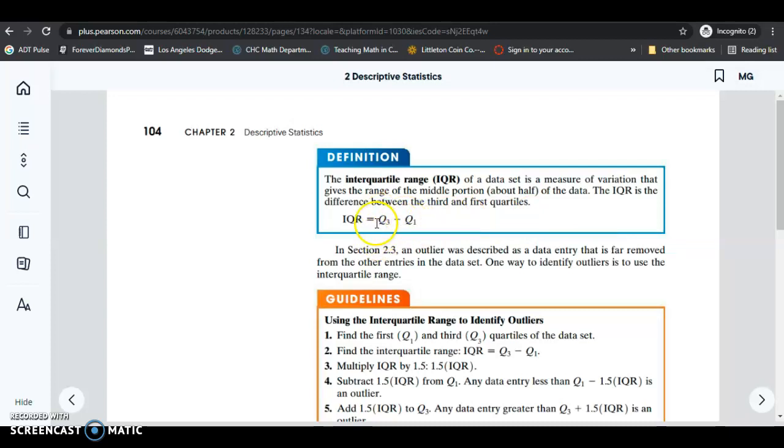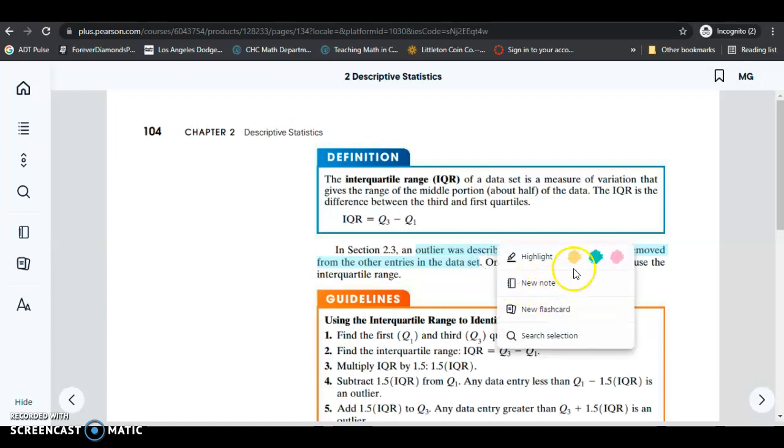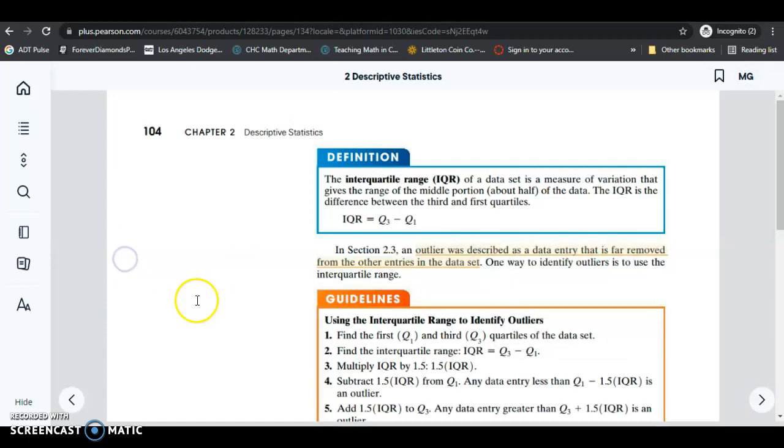All right, and we're going to use this to identify the outliers in a data set. So remember, an outlier is a data value that's far removed from the other data values in the data set. Either the data value is extremely small compared to the rest of the data, or it's extremely large when compared to the rest of the data.